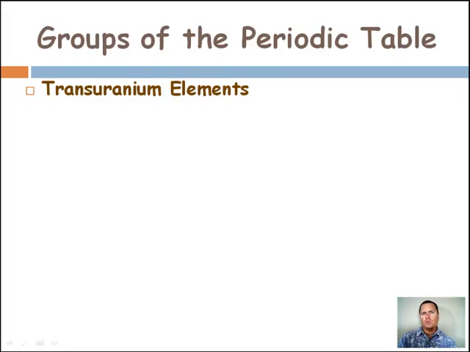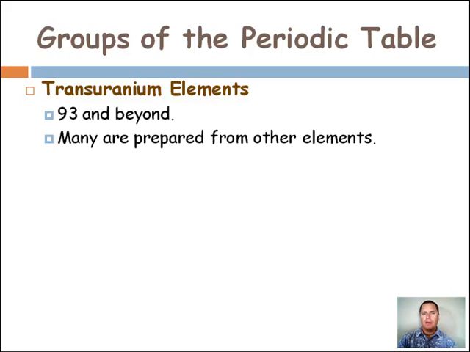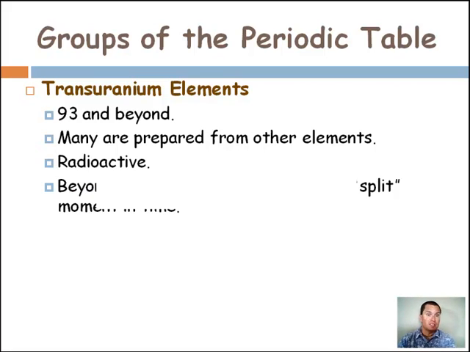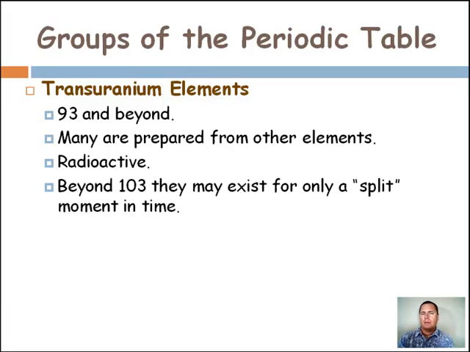Okay, the transuranium elements. These are elements 93 and beyond. Many of these are prepared from other elements. In other words, scientists combine different elements to make these. Okay, they're radioactive, meaning they break down. We talked about that with isotopes being stable and unstable. Many of these are unstable. Beyond atomic number 103, these may exist for only a split moment in time. So scientists create them really quick and then they break apart. So it's really hard to get a lot of good information on them.